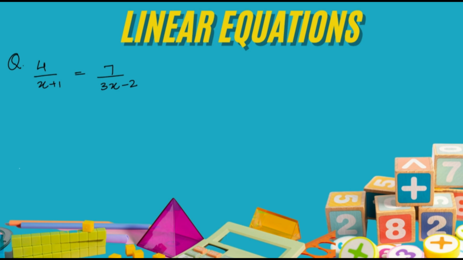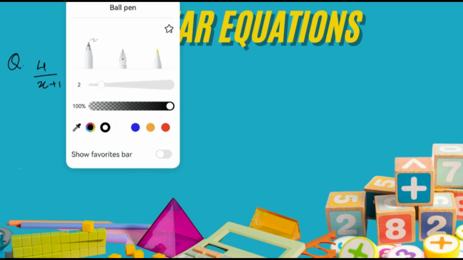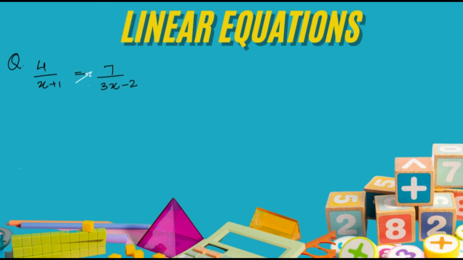Okay, moving on to the new question, we have increased our difficulty level. So here we have the variable in the denominator, but this method is the same. We are just going to do the cross multiplication for the first step. So we have 4 times 3x minus 2 is equal to 7 times x plus 1. And we are going to simplify as we did before. So we got 12x minus 8 is equal to 7x plus 7.